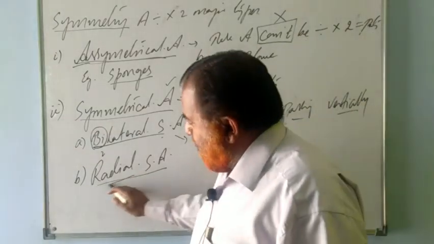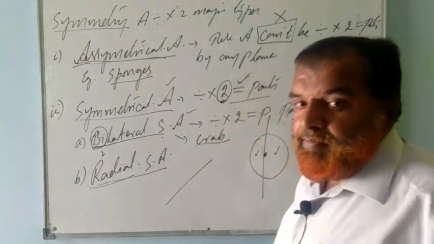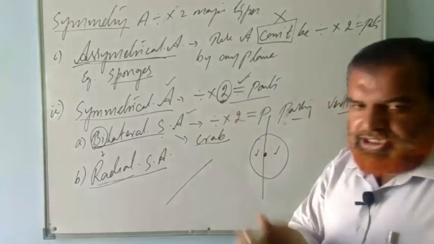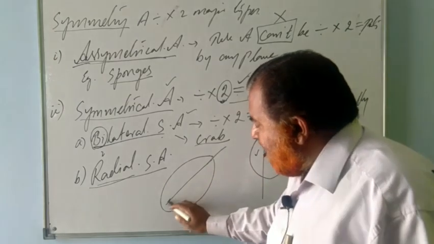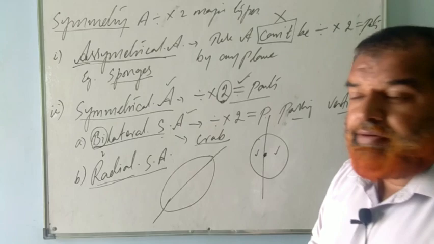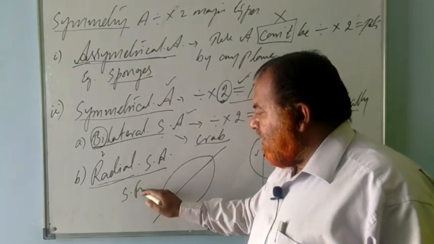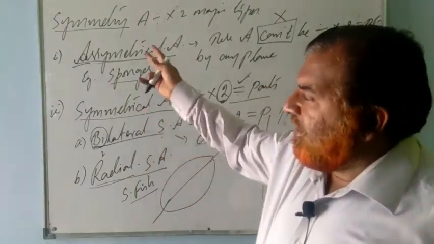Now here this says what? Radial. What is radial? Radially, fine. Here, cross, you are dividing the animal into two parts radially across. Such animals are called radial symmetrical animals, like starfish, right? Radial symmetrical animals. These are the two major types I have discussed.